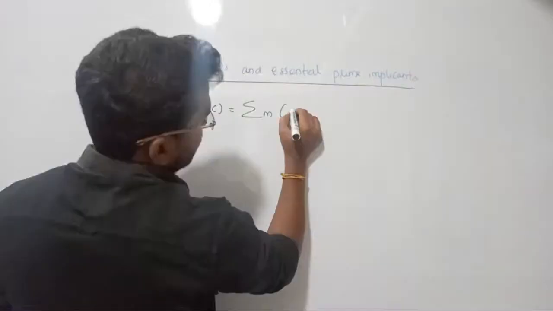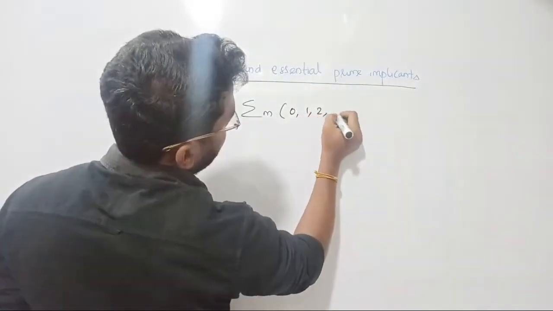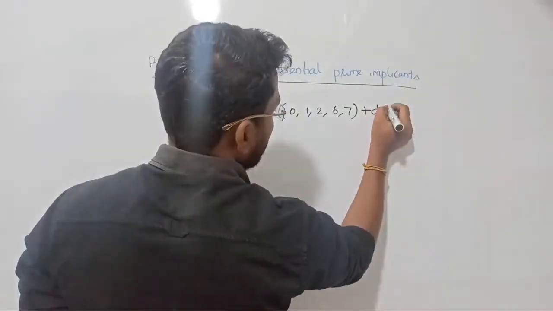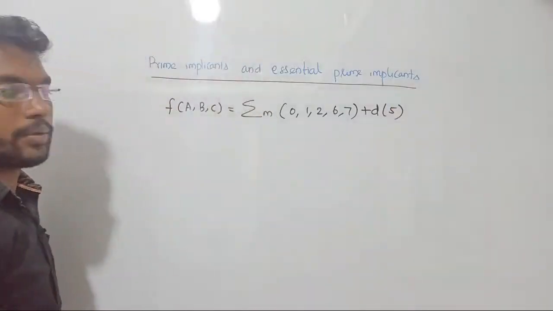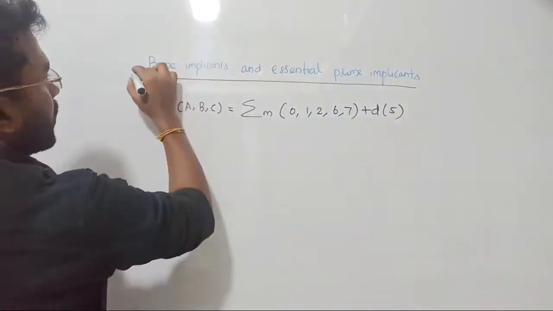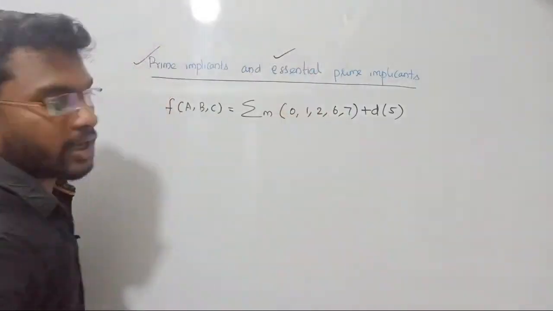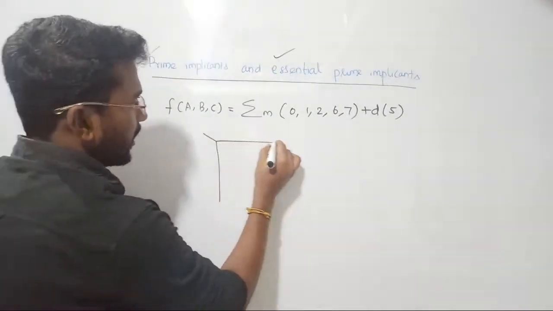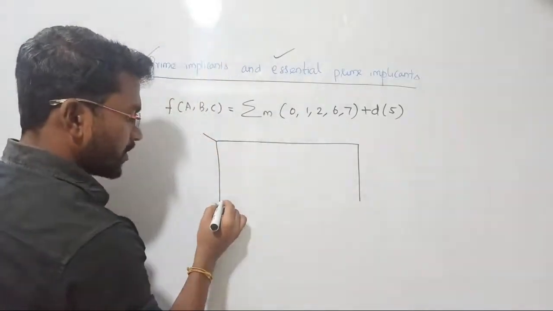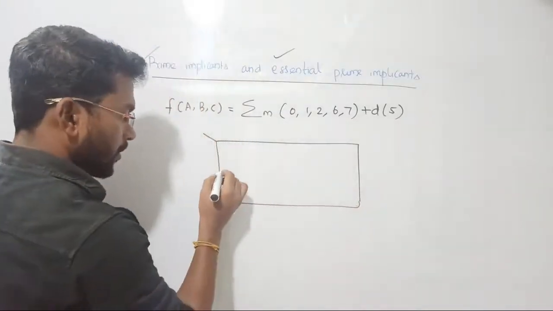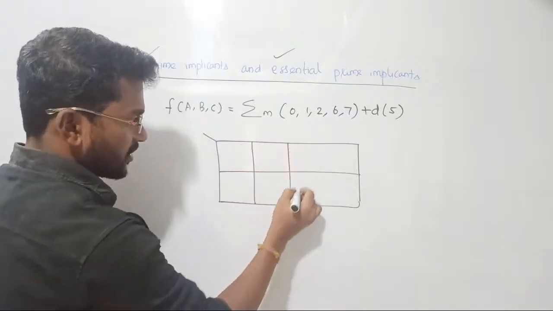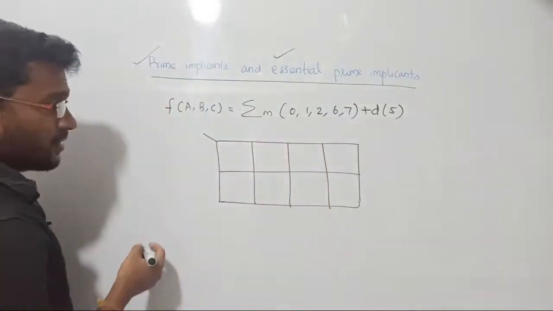Fine. So the min terms, for example, are given as 0 1 2 and let me consider 6 7. Let's consider some don't care also. So let me take 5 as the don't care. Now the question is, find out the number of prime implicants and essential prime implicants. So let's take the question first, because definitions alone won't give a clear idea. Understanding is possible only with explanations, so let me demonstrate with examples.